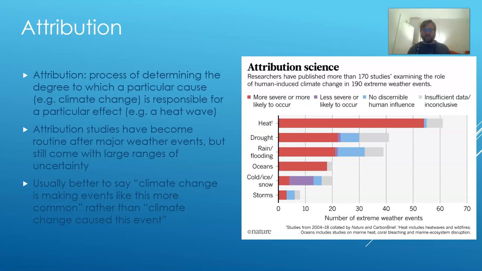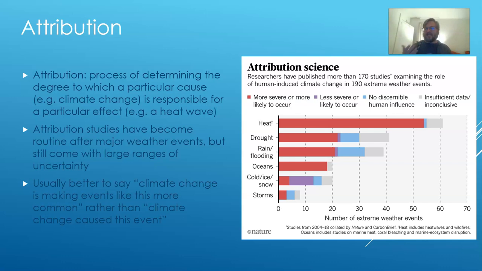You can see down there the storms bar is kind of split, right? We've got a substantial number of them being made more severe, more likely to occur by climate change, a substantial sort of similar number of them that they determined there wasn't a human influence, and then a good chunk where they didn't have sufficient data to say one way or the other. And then, of course, cold and ice, you would expect a big purple bar there that climate change made those less likely to occur or less severe when they did.